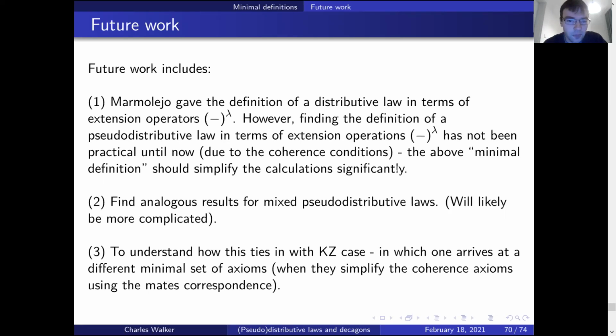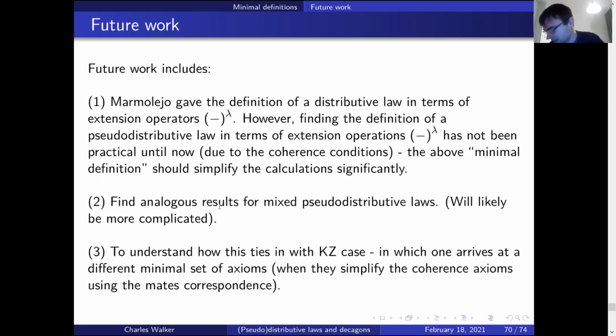law. Somehow these minimal definitions are a bit like the definitions in terms of extension operators, but where the operators are applied to identities. So it's like a base case of that, if you like. And I'd also like to find the analogous result for the mixed pseudo-distributive laws case, and that appears to be a bit more complicated.